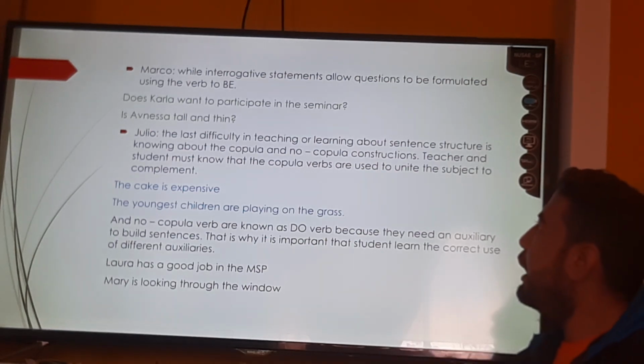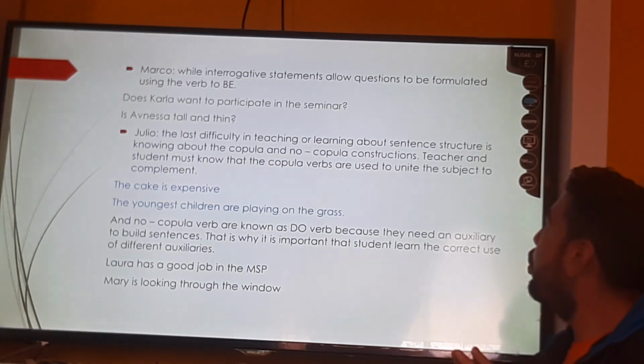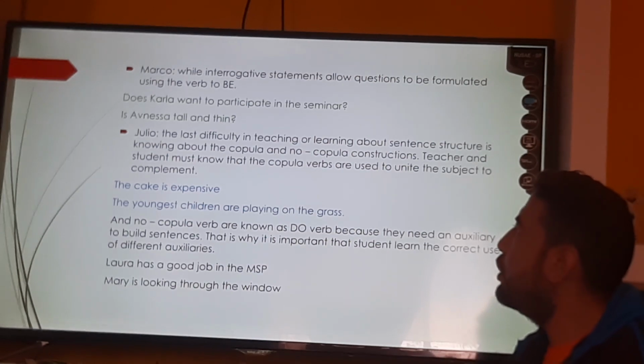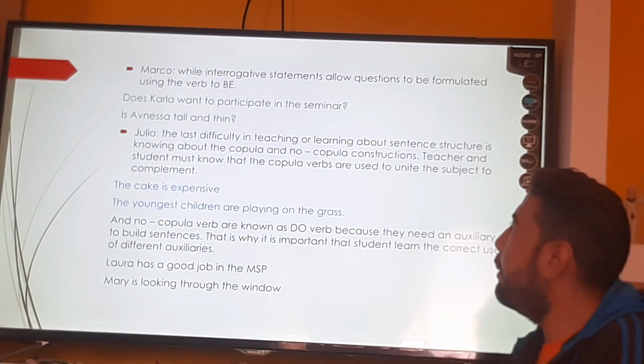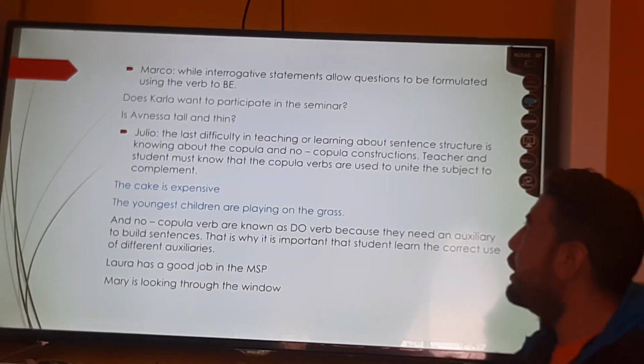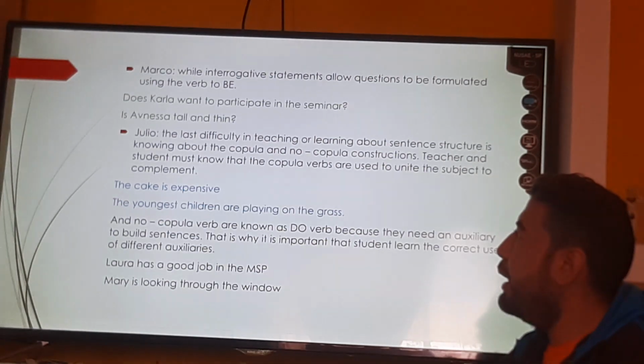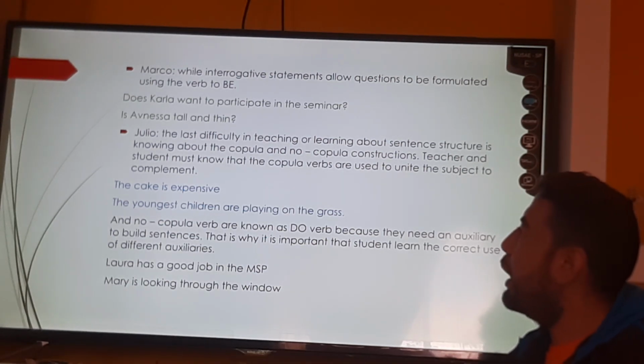Marco: While interrogative statements allow questions to be formulated using the verb to be. For example, does Carla want to participate in the seminar? Is Vanessa tall and thin?